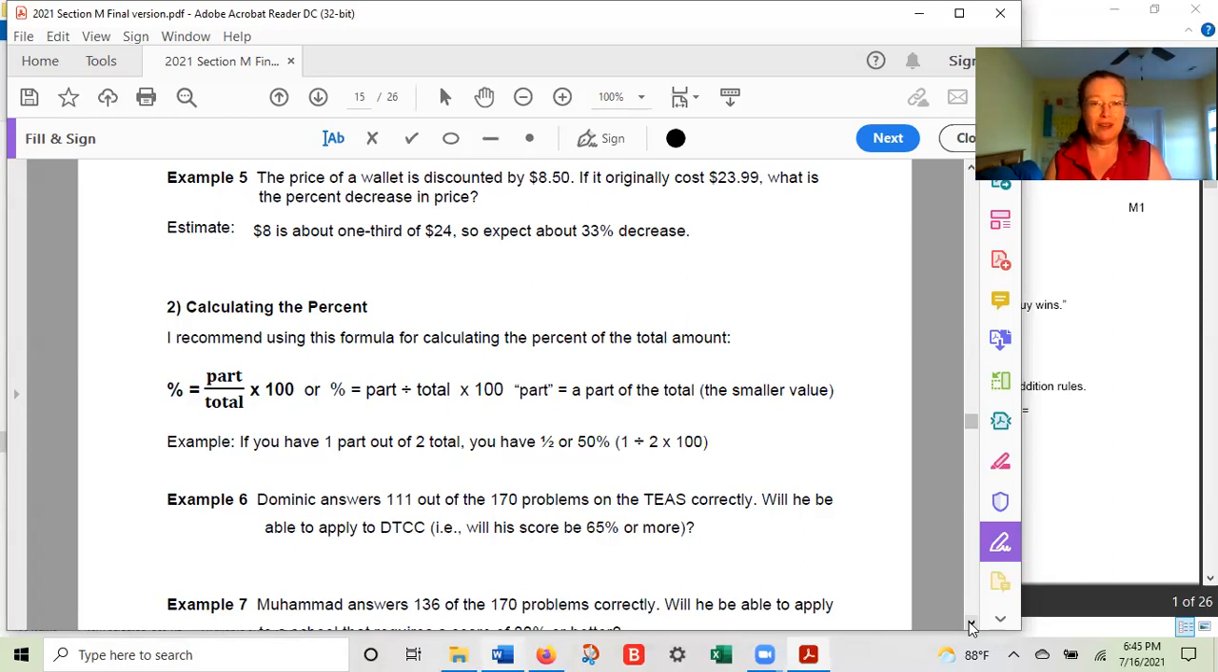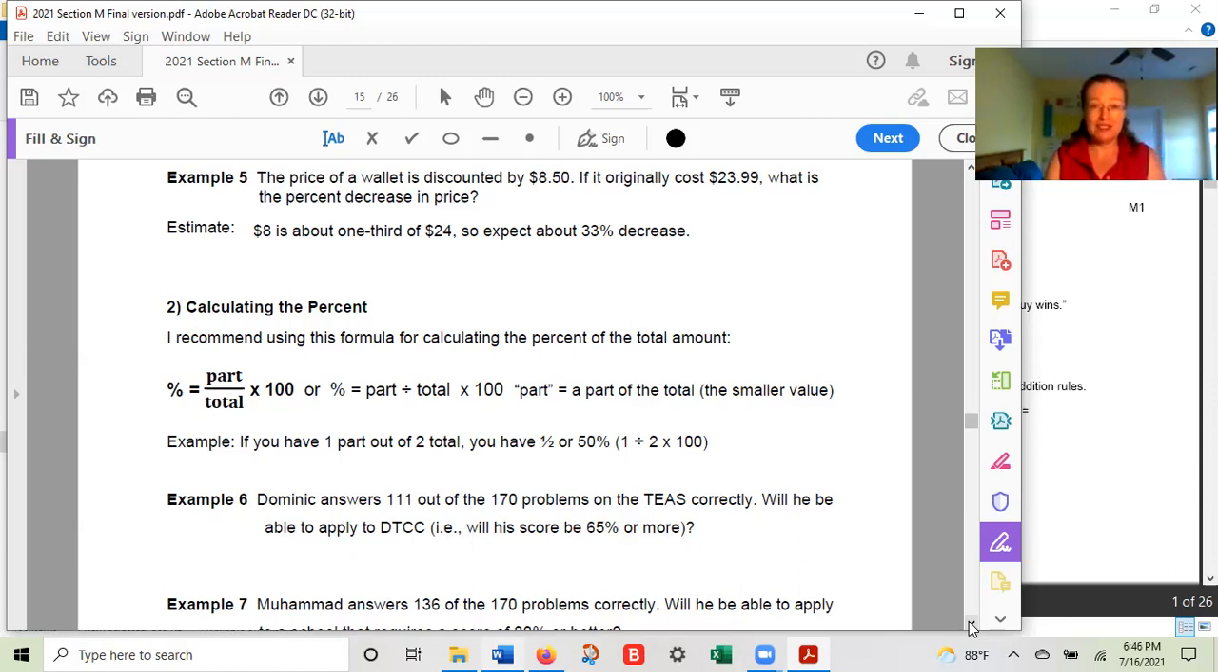Now, later, I'm going to show you how you might use proportions to solve for missing information. But when it comes to figuring out the percent that a smaller number is of a larger number, really this formula works beautifully. And it's much quicker than trying to do a whole proportion and cross multiplication thing. So let's take a look.